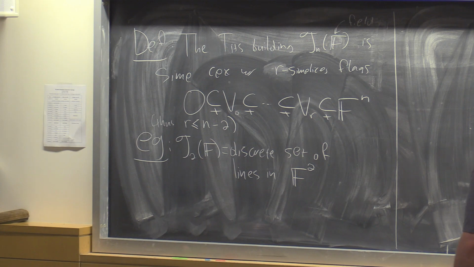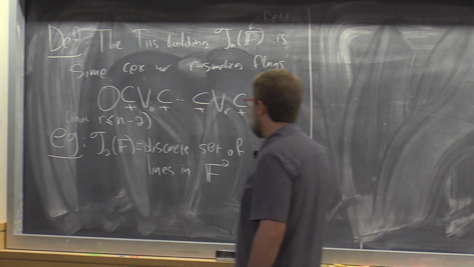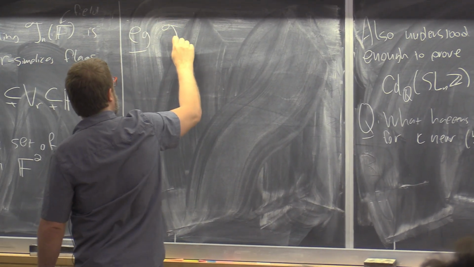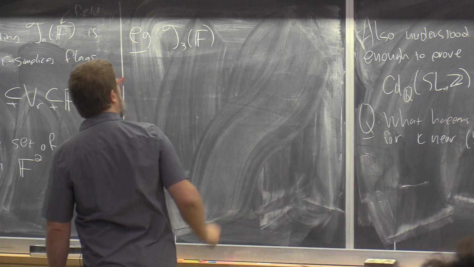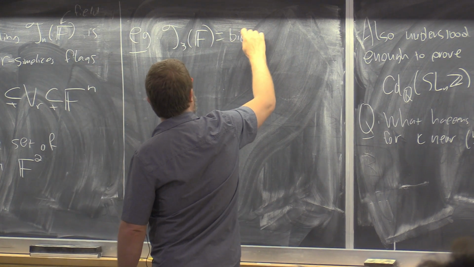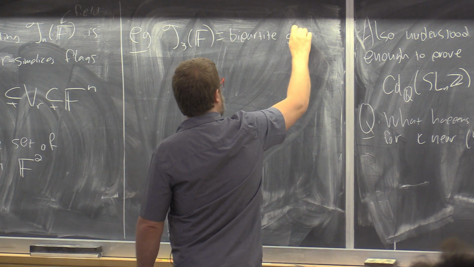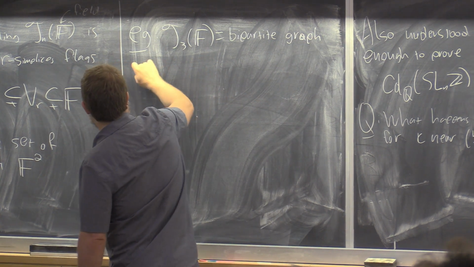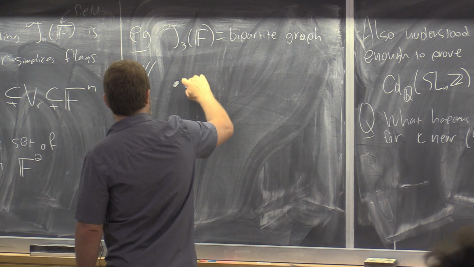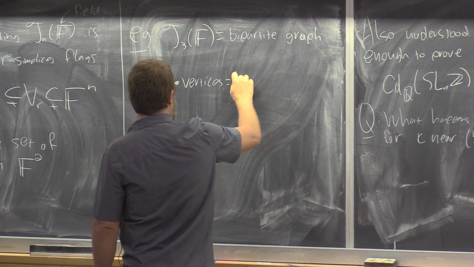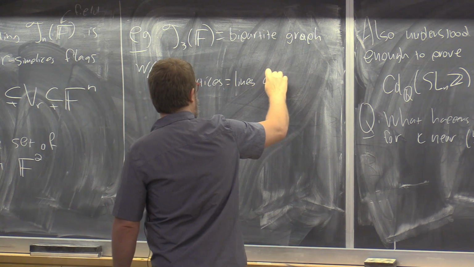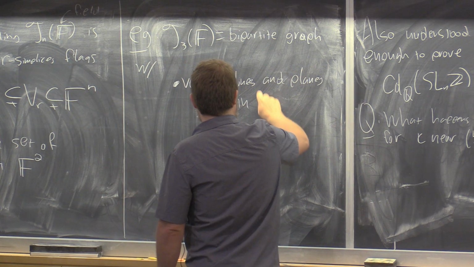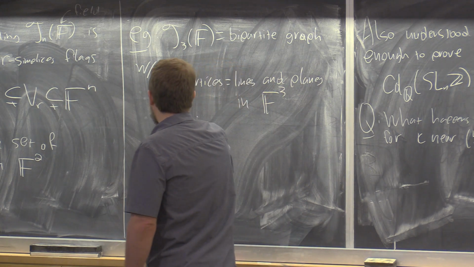So, in the case, for example, T_3 is, the vertices are lines and planes, with edges given by containment.